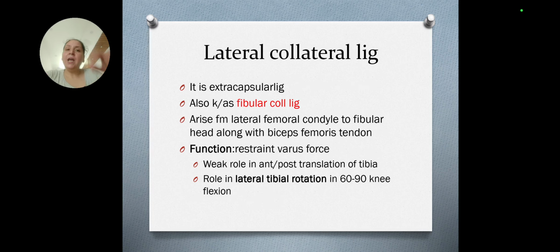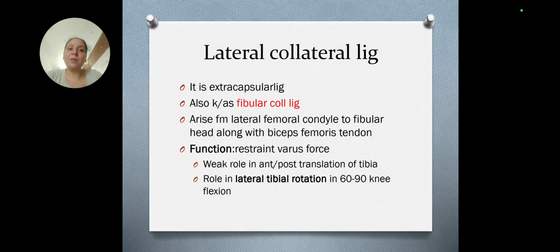Now the lateral collateral ligament. As the name suggests, the medial one was arising from the tibia, so it is the tibial collateral ligament. This one arises from the fibula, so it is the fibular collateral ligament, and it is extracapsular. Remember, in the attachment of the menisci, I showed you the role of MCL, but I have not told you about the role of LCL. It is an extracapsular ligament. It's a fibular collateral ligament because the fibula is not taking part in the knee.